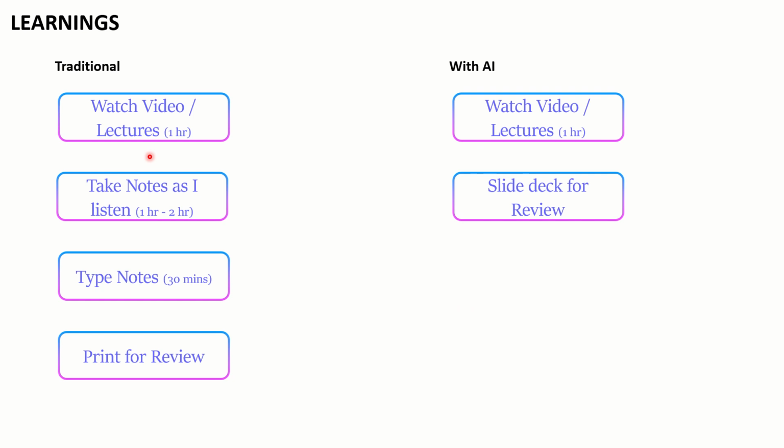So traditionally, how I used to learn from videos was I used to watch the video. Say the lecture was for 1 hour, I used to pause and take notes as the lecture was going on. So this 1 hour video would royally become 2 hours. After that, the notes were again typed. After typing, they would be printed for future review. So all this would easily take 2.5 hours minimum for a 1 hour video. My effort would have been 2.5 hours to take notes, type them, and so on. This was the traditional way.